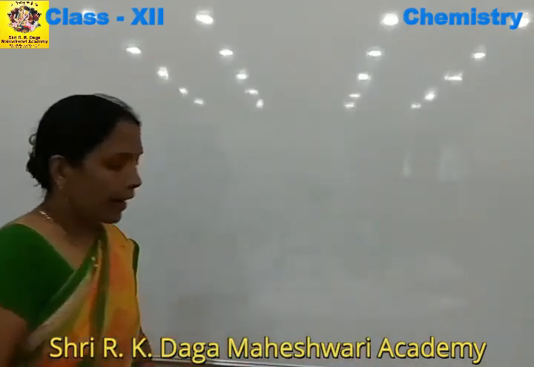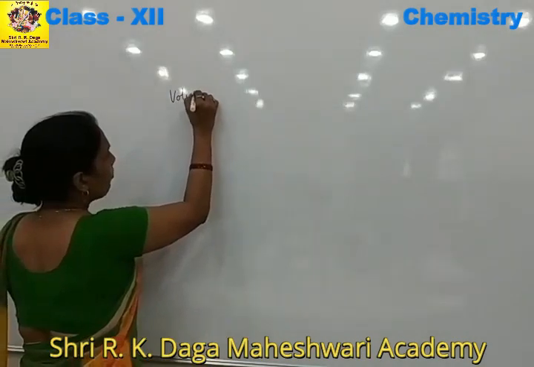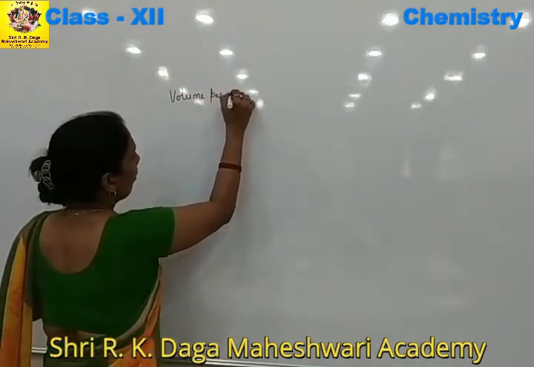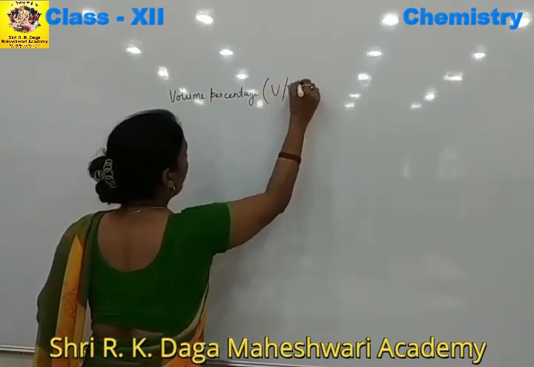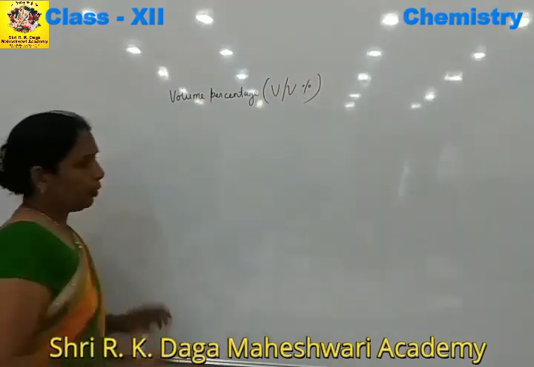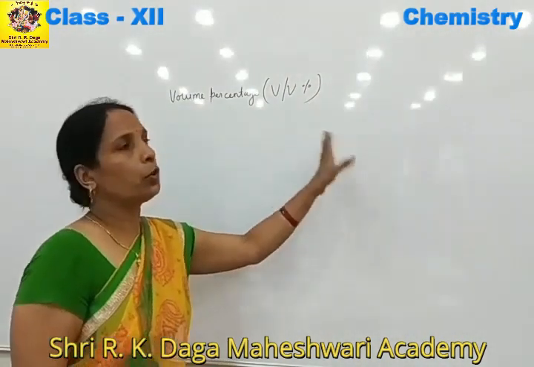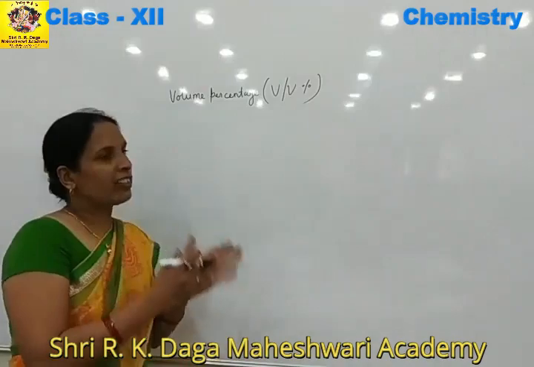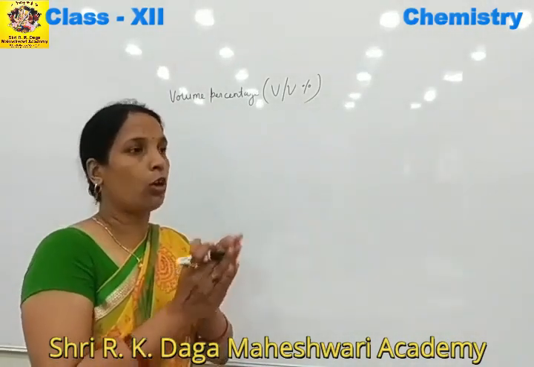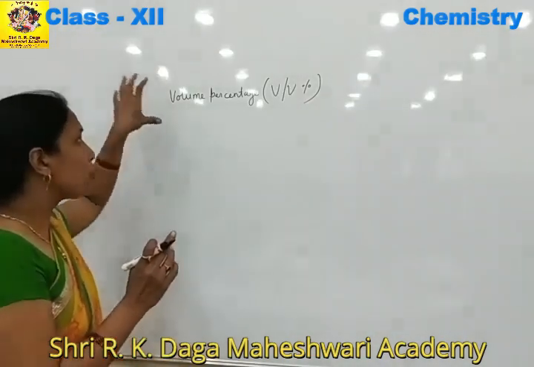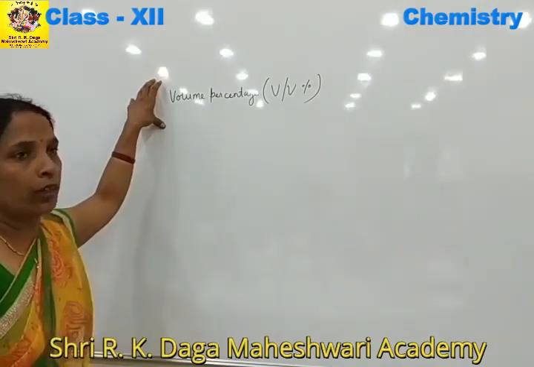Of solution, and that is volume percentage. Volume percentage is represented by V by V percent. Now what do you mean by the volume percentage? It is just similar to that of the mass percentage. In case of mass percentage, we are considering mass of the solute and solvent or mass of the solution. But in case of volume percentage, we will consider volume of components and volume of the solution.